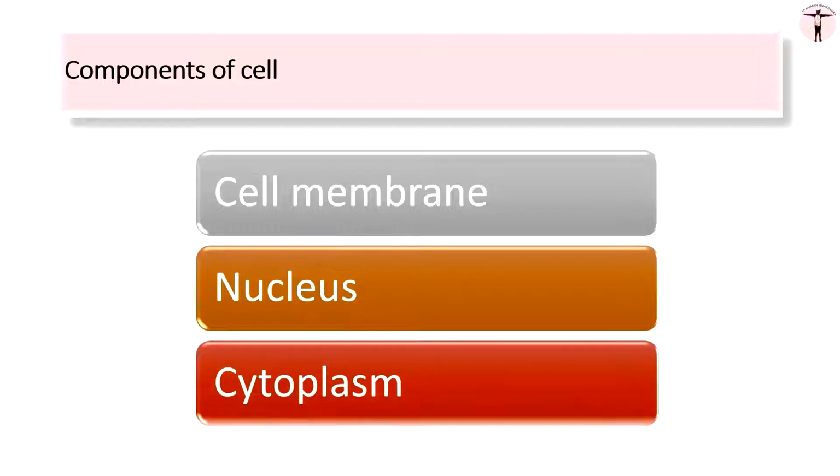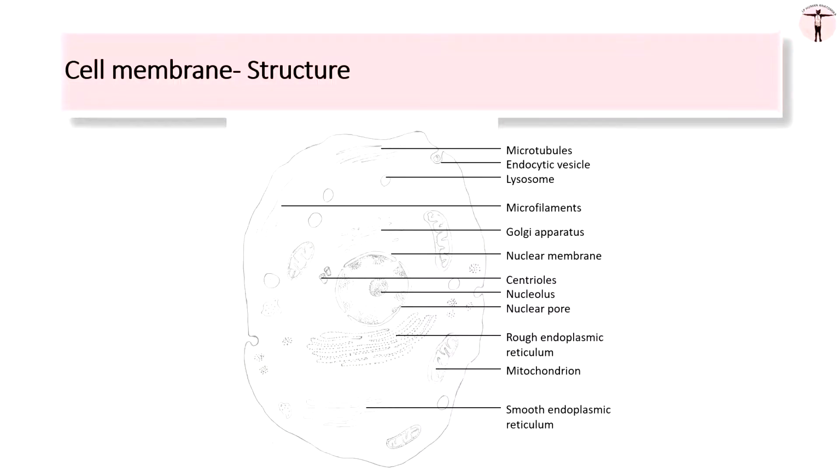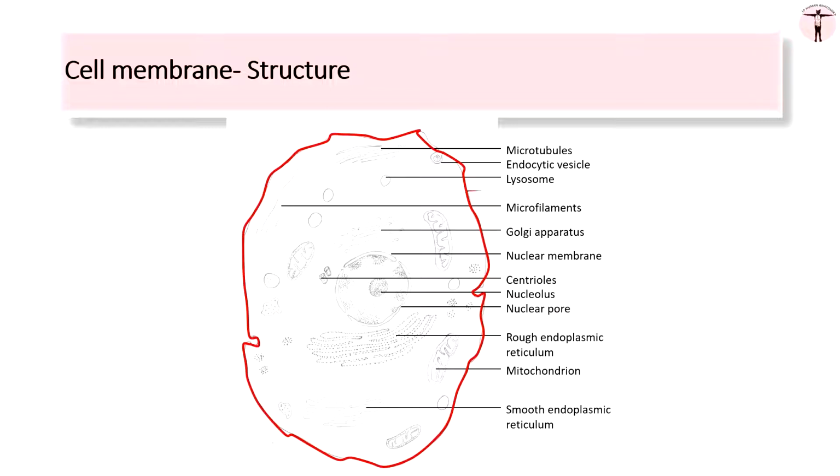The components of cell. Each cell consists of cell membrane, nucleus and cytoplasm. Going in detail one by one, we will start with cell membrane. The cell membrane is the outer limit and is semi-permeable. It is also called the plasma membrane.